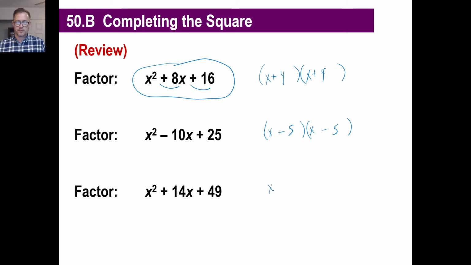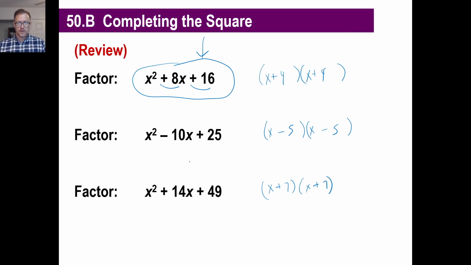Well, that's going to be x plus 7, twice. Okay, now notice the pattern again. When you see this, you look at this and go, okay, that's going to be x plus 4 squared. This will be x minus 5 squared. This will be x plus 7 squared.